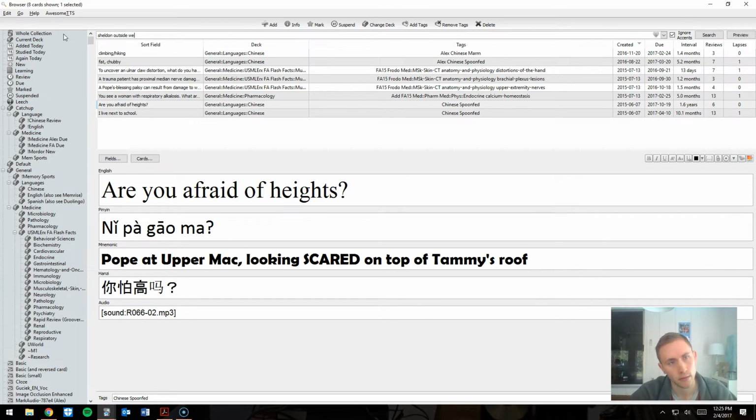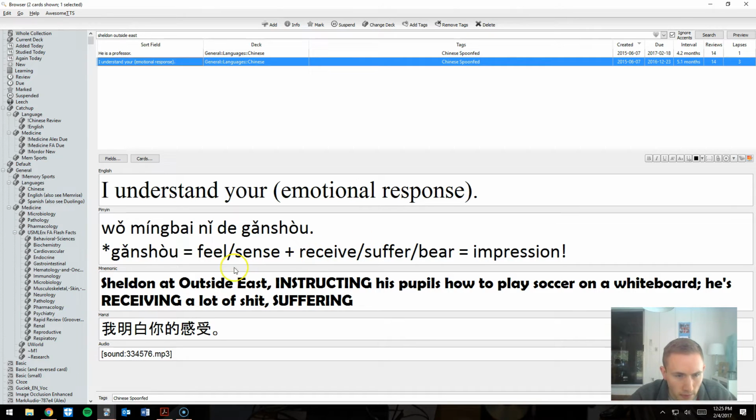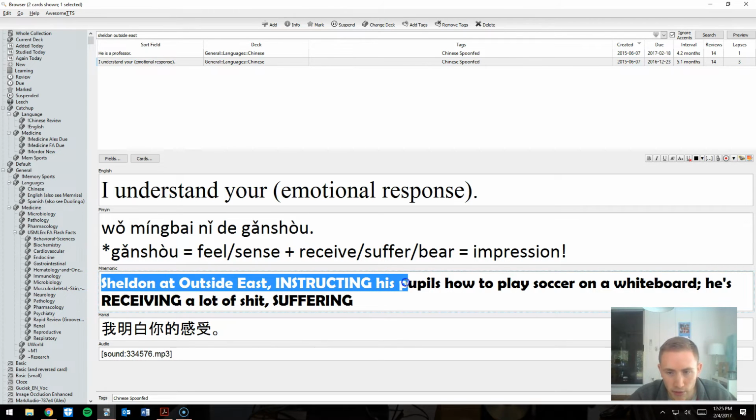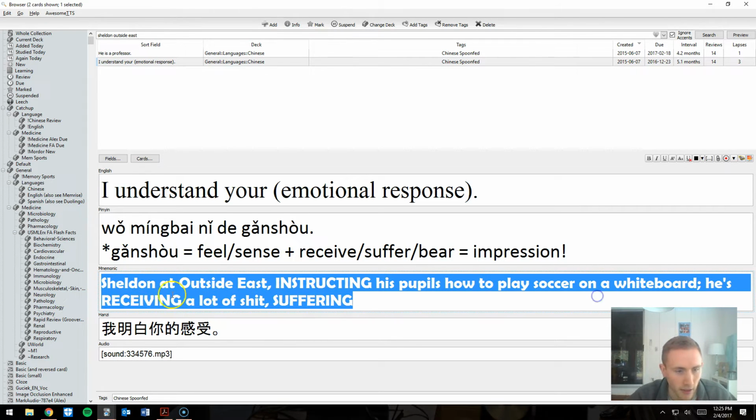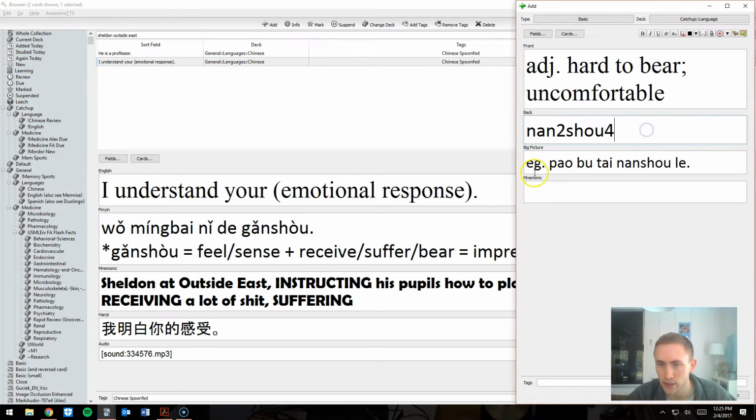outside. This is how I usually describe this location, outside east. Okay, there's professor, and there's emotional experience. Okay, so gan shou. So yeah, so there it is right here. Shelton instructing these pupils on how to play soccer. And then this is encoding a couple of words with the same sort of image. So I think of him suffering there while he's teaching the kids, trying to get them to play soccer. So nanshou. So that's not too hard to understand.